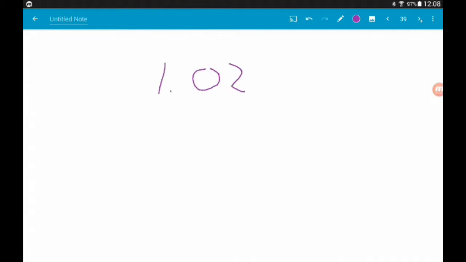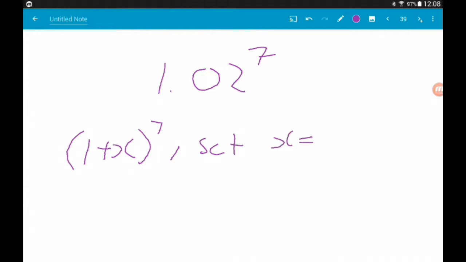1.02 to the power of 7. Well, how we could do that, we could expand 1 plus x to the power of 7 and then set x equal to 0.02. So if we were to expand 1 plus x to the power of 7, we would do all that and then set x equal to 0.02.